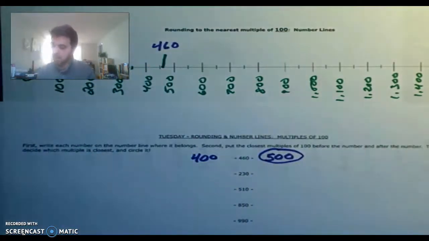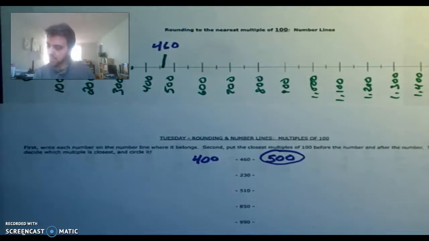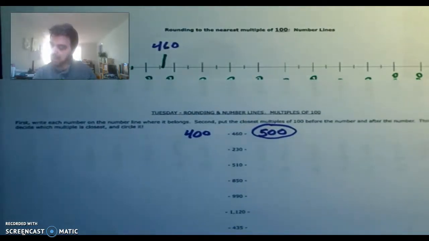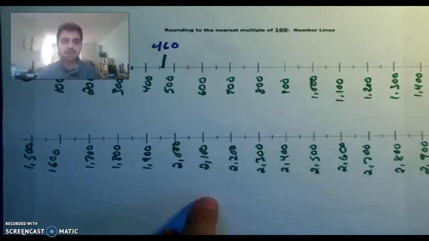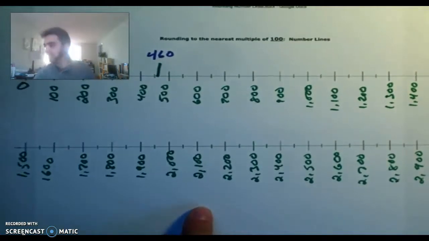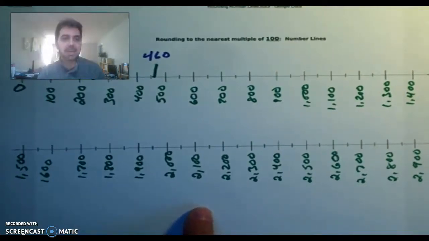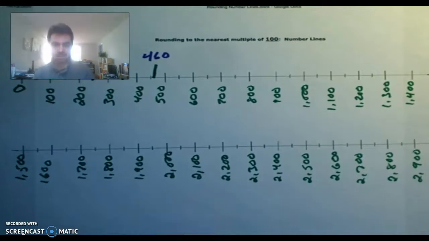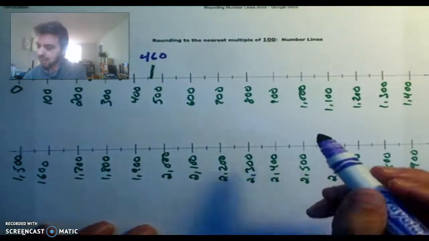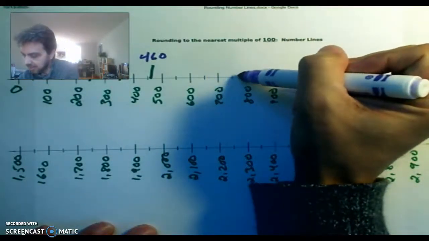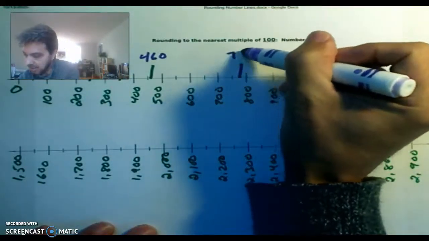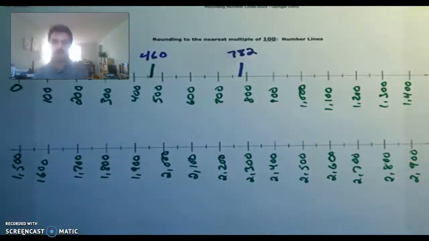Okay? All right, well, I want to go down to this one, 782. So find that on your number line and label where you think 782 is. 782. All right, so I find it here, 700, 800. If that's 750, I'm thinking it's right about there. 782, okay? All right, so here's what I want you to think about.